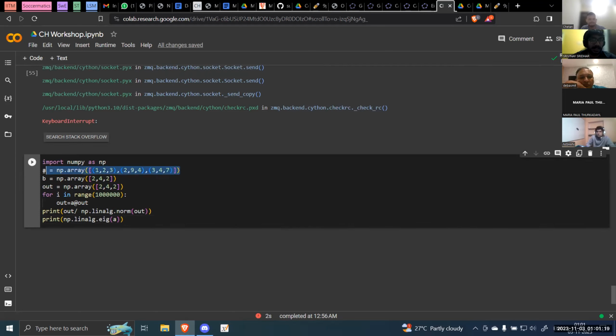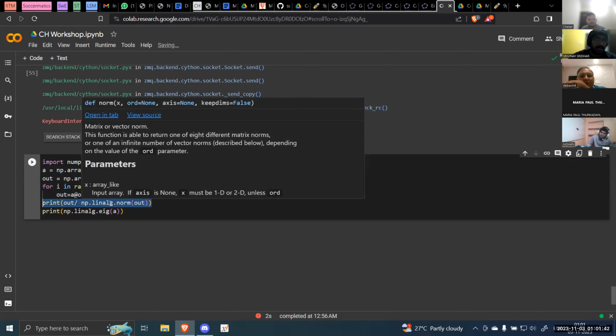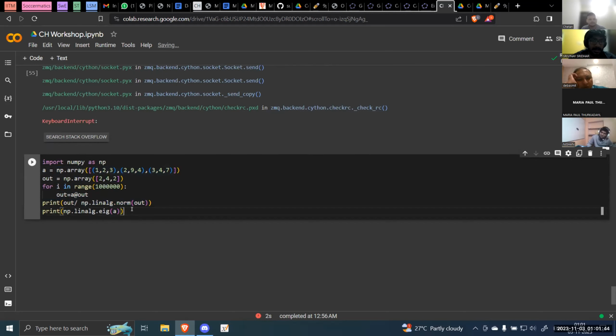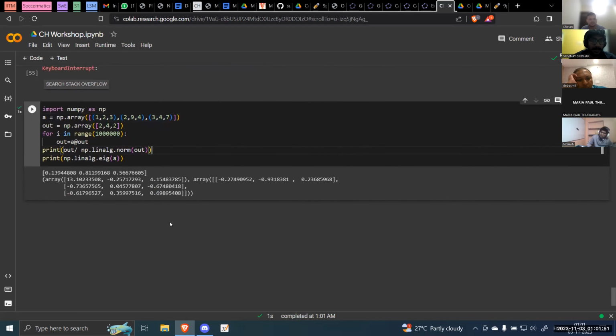So A is the matrix, B is our input array. Oh, B, you can remove B. That's unnecessary. Okay. Output array. What is output array? Okay, what is out? It's an array. Out is equal to A at out. Storing the value in the same variable. Yeah, same thing. But even if you run this, it doesn't come out to be the same anywhere near.